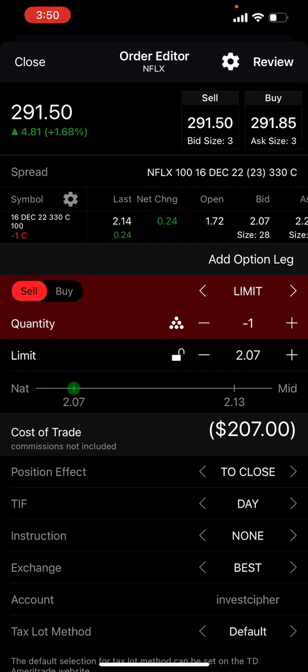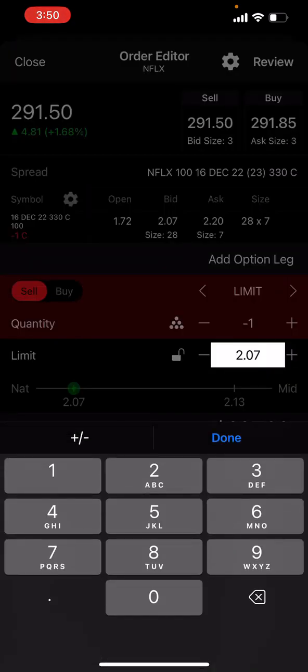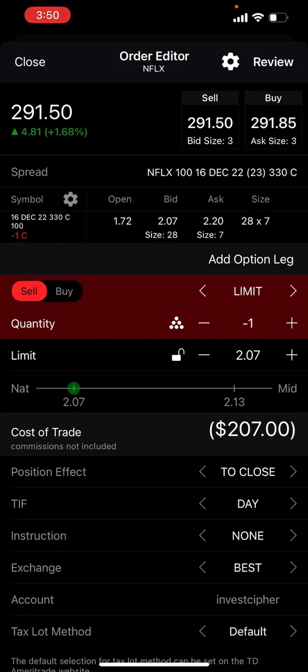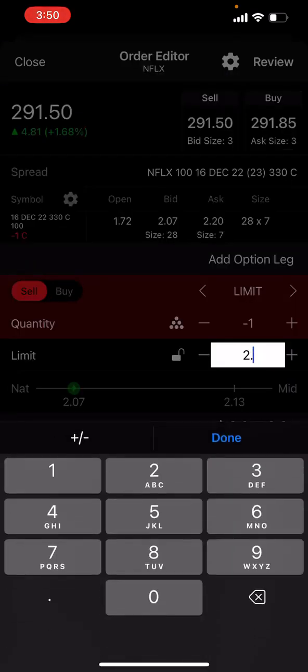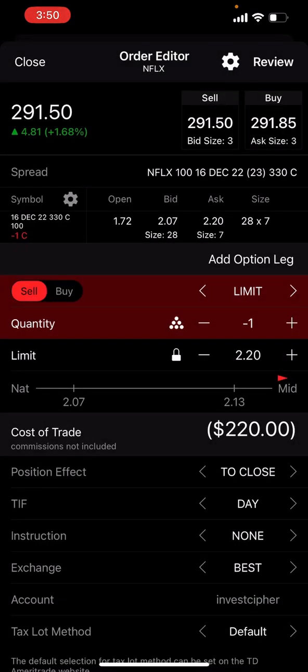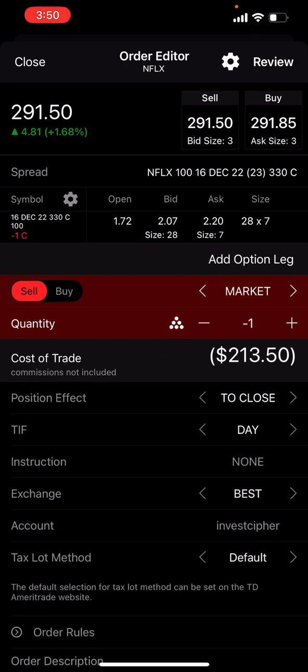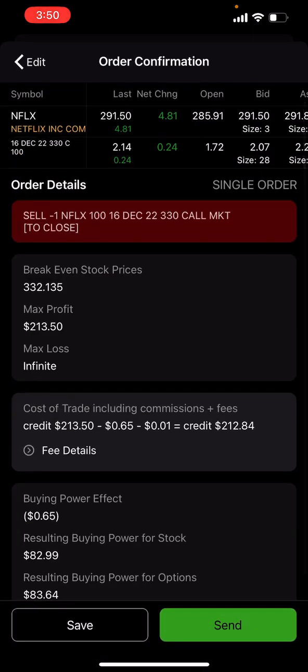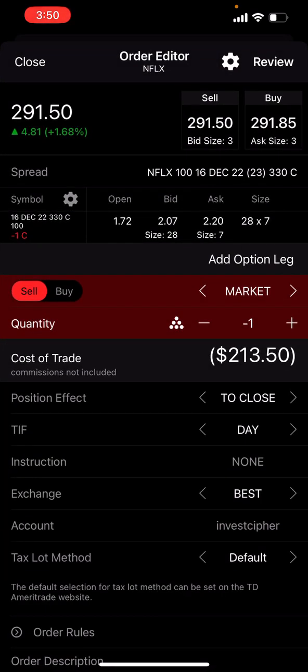And then same thing with the market and limit orders. If you're selling at a limit, you can put in whatever price you want to sell at. Let's see, it's going for 2.20 right now. So potentially you could put in 2.20 and squeeze a little bit more dollars out of that. Or you could do a market order if you want to get filled right away and get out of this trade. You can market it, review, send. Simple as that.